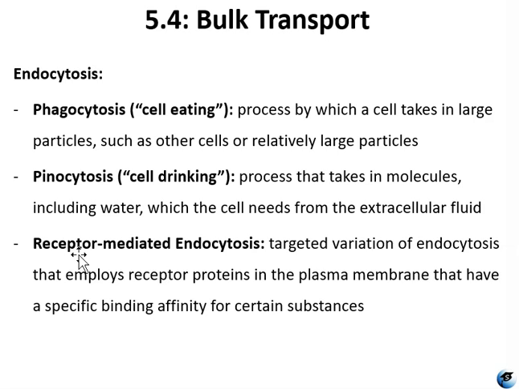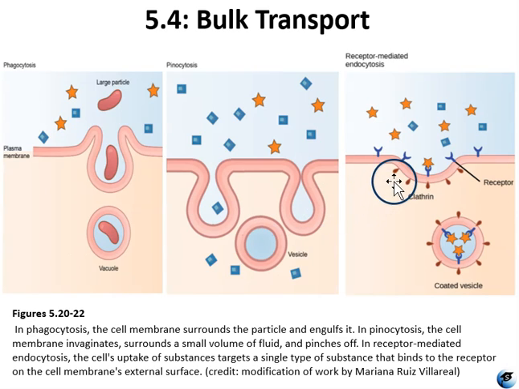And then receptor-mediated endocytosis is a form of endocytosis in which receptor proteins on the cell surface are used to capture a specific target molecule. The receptors, which are transmembrane proteins, cluster in regions of the plasma membrane known as coated pits. So this coated pit can be seen here in figure 5.22.